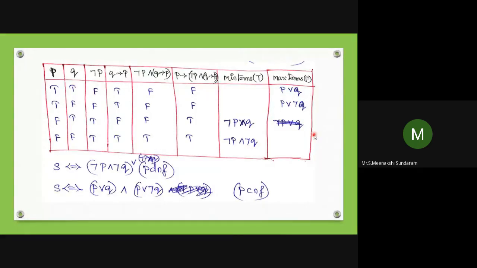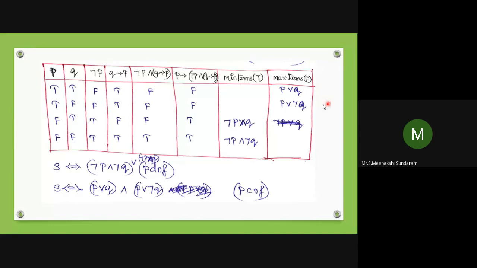So here PDNF, the principal disjunctive normal form. These two things you can connect by the disjunction formula: negation P conjunction negation Q, disjunction negation P conjunction Q. Whatever order you can write, this first or this next is also possible, because the commutative law is applicable. This is the PDNF. For PCNF, these two things you can write with the conjunction.